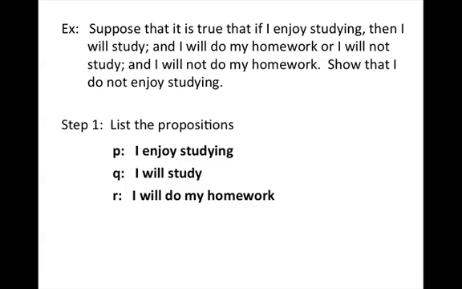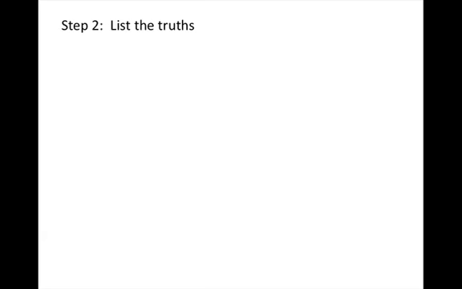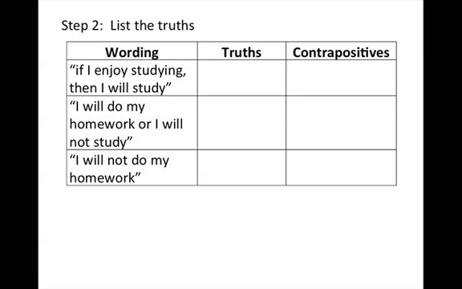Now let's list our truths. Let's list what we were told is true in a table. So first I was told, if I enjoy studying, then I will study. Enjoying studying was my P, and studying was my Q, so this is P implies Q.